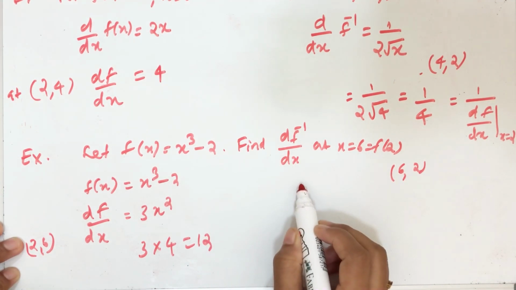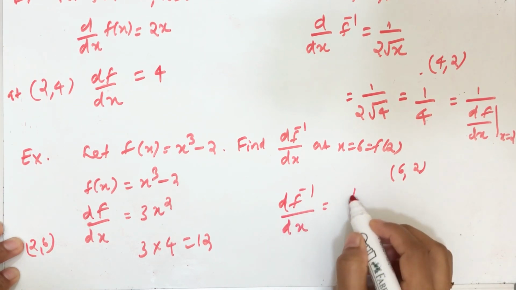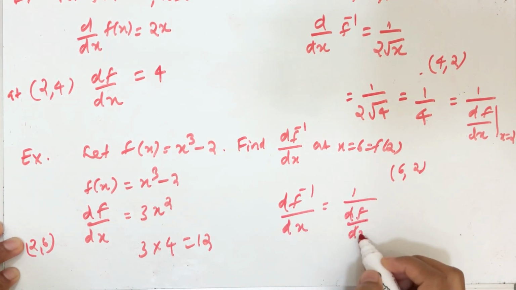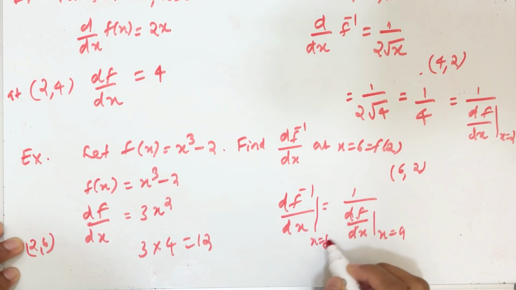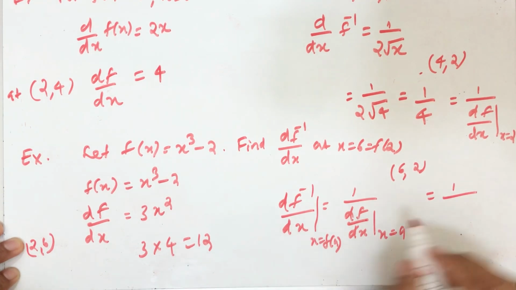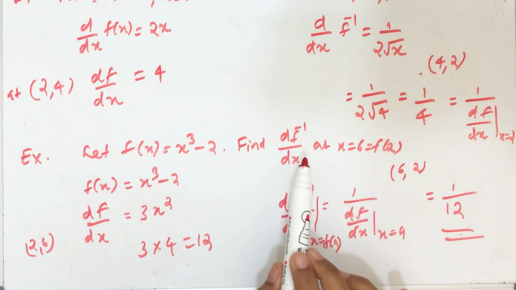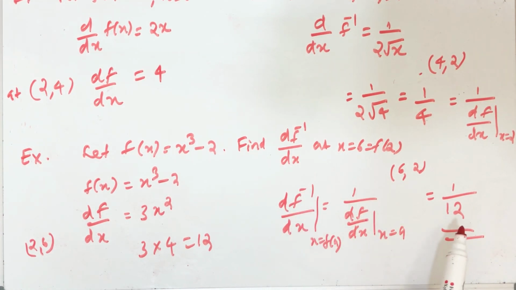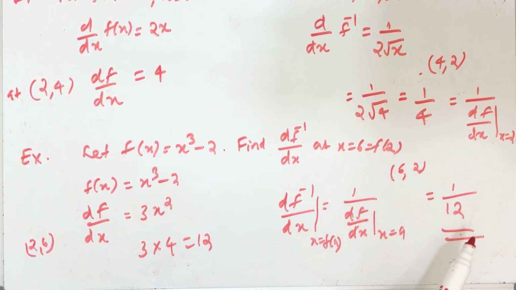So we can write df inverse by dx is equal to 1 by df by dx at x is equal to a, here at x is equal to f of a. So at f of 2, this will be equal to 1 by df by dx at x is equal to 2. That is 1 by 12. Here we haven't defined f inverse, but we get the slope of f inverse, or the derivative of f inverse at x is equal to f of 2, without finding f inverse.